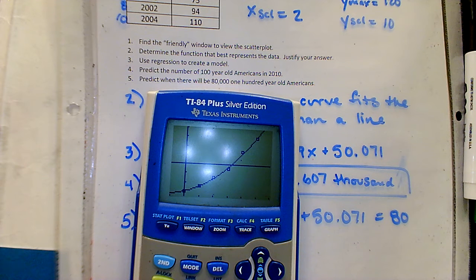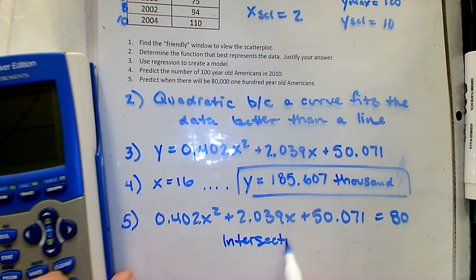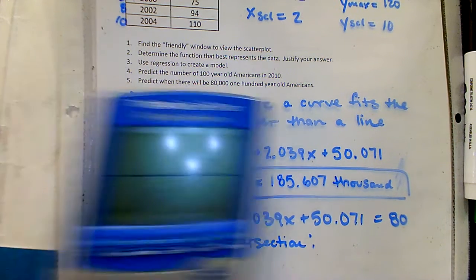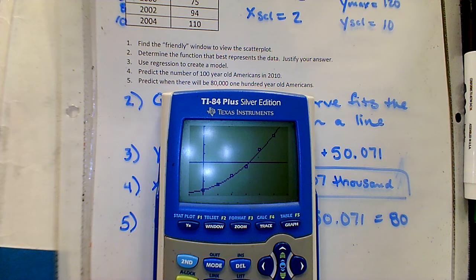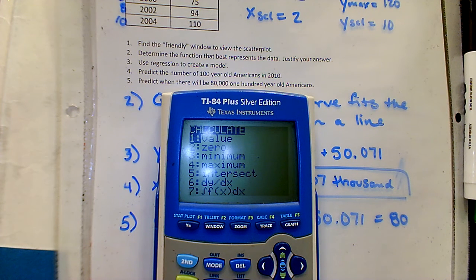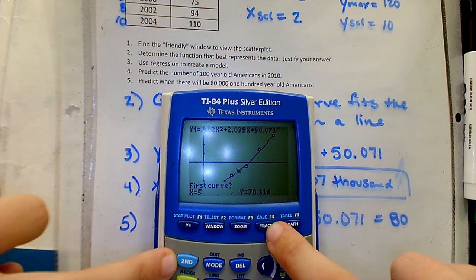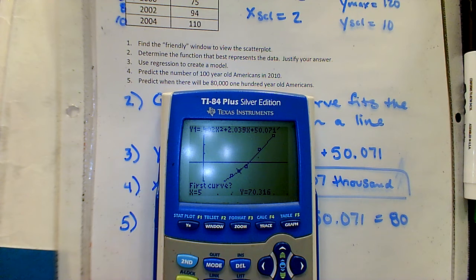What are we looking for? Where they intersect. Good. All right, intersection. What are our buttons? Second, trace. That's kind of our go-to menu when we're graphing. Choose option 5. Second, trace. Okay, the blue button and then trace. Option 5. Move the cursor or spider to where you think the intersection is.